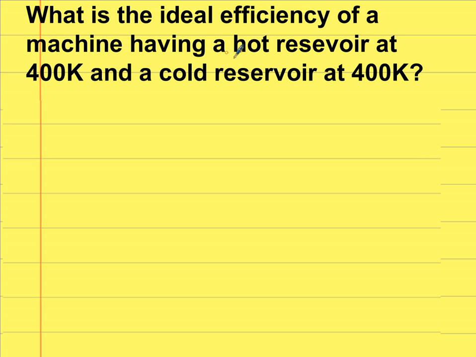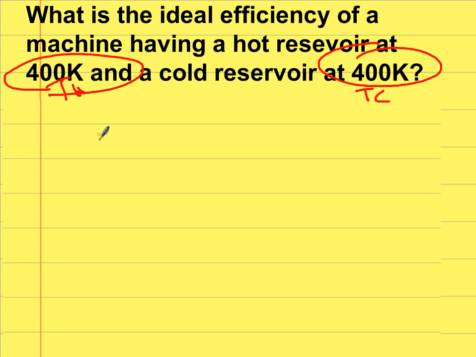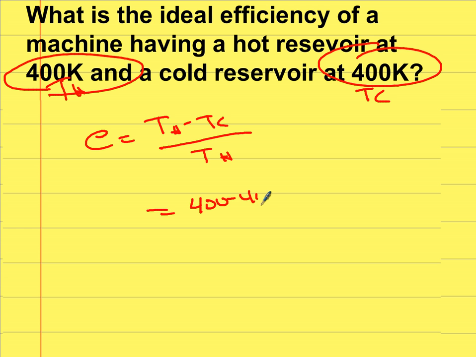What's the ideal efficiency of a machine having a hot reservoir of 400K, so this is T hot, and a cold reservoir of 400? So the efficiency is T hot minus T cold divided by T hot. So this is 400 minus 400 divided by 400, or 0 divided by 400, or 0. So if you're discharging at the same temperature as your engine, you have 0% efficiency. There's no energy to go into work. So this is not a very efficient engine at all.